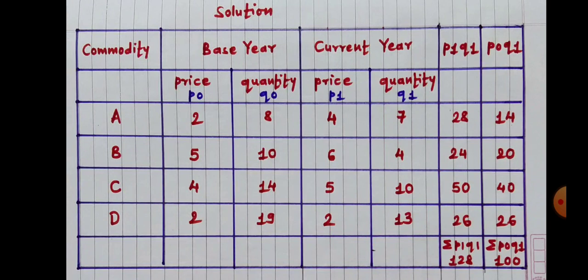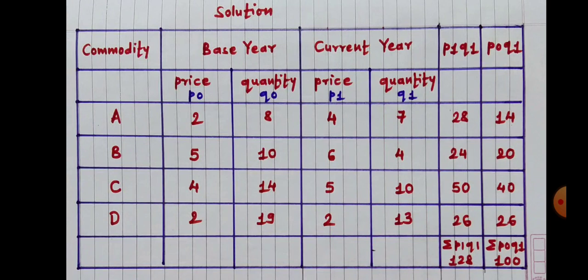Now what is our first step? We have to find out P1 Q1, that is P1 multiplied by Q1. It means prices in the current year multiplied by quantities in the current year. So 4 into 7, how much? 28. 6 into 4, how much? 24. 5 into 10, how much? 50. 2 into 13, how much? 26. After that, we have to find out sigma P1 Q1, that is summation of all P1 Q1. So 28 plus 24 plus 50 plus 26, that is equal to 128.